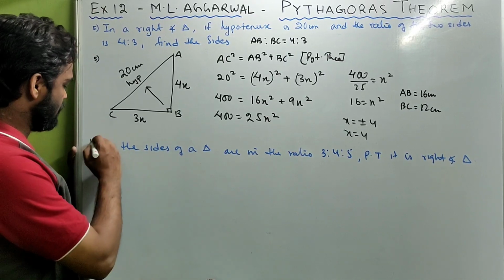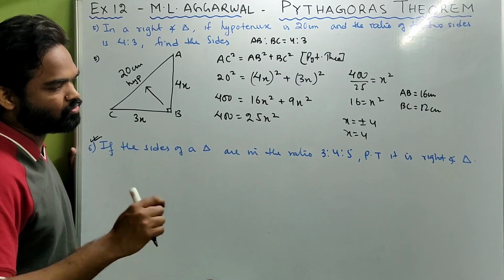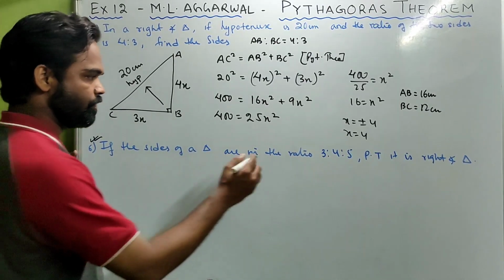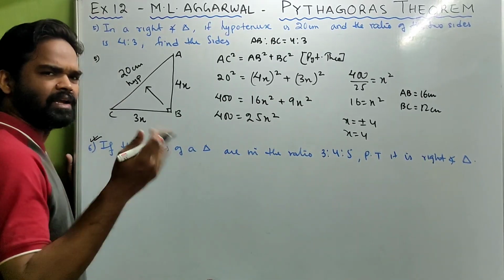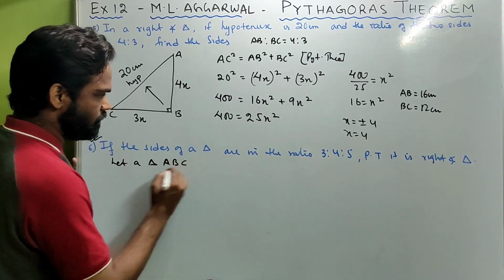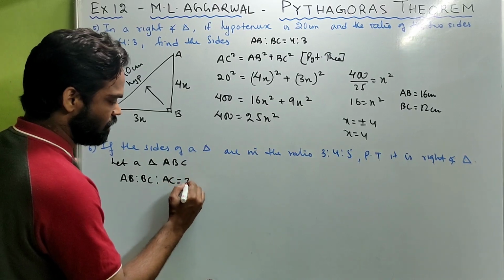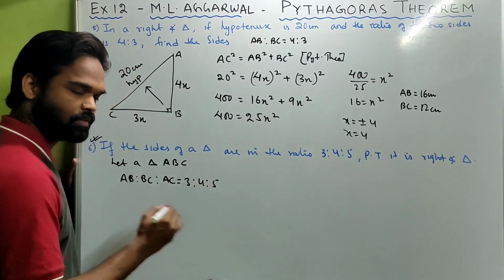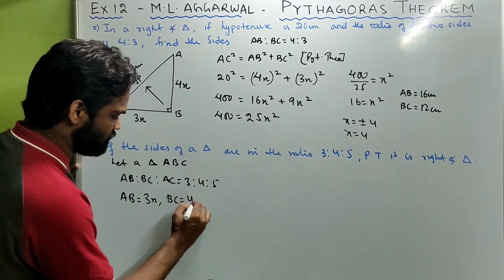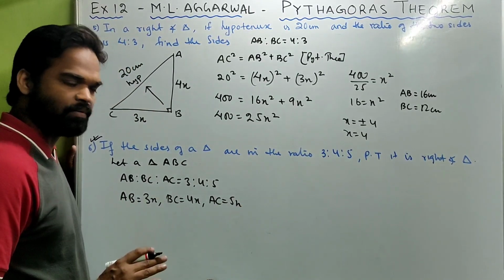Now, look at number 6. If the sides of a triangle are in the ratio 3:4:5, prove that it is a right angle triangle. Look, the three sides are this. Let the triangle be ABC. Suppose AB is to BC is to AC, the three sides are given as 3:4:5. So I can take AB as 3x, BC as 4x, AC as 5x, where x is a common factor.